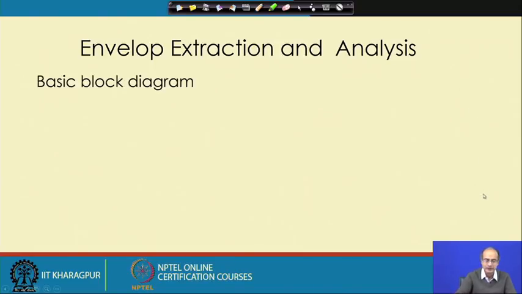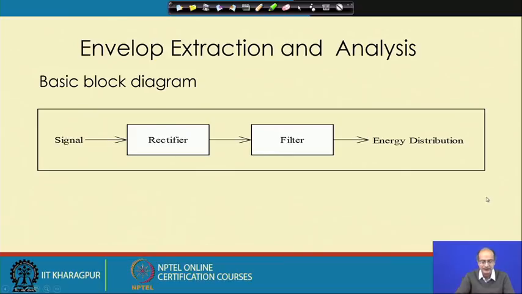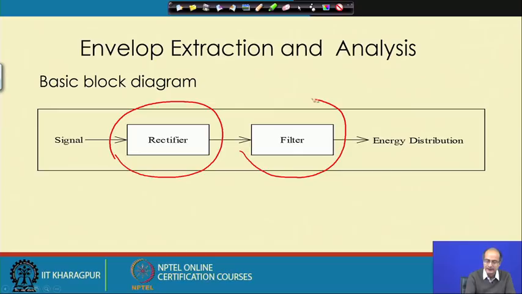Now, let us see what the basic strategy is here. First, we should have a rectifier, because the signals are oscillatory. This rectifier will take care of the fact that the signal becomes positive, and then we should have a filter. The filter is to take care of the ripple. Whether we are doing half wave or full wave rectification, in either case there would be ripple in the signal. So, we want to remove that ripple, and the low pass filter will pass only the energy distribution that is changing with time, that is the envelope we are looking at.